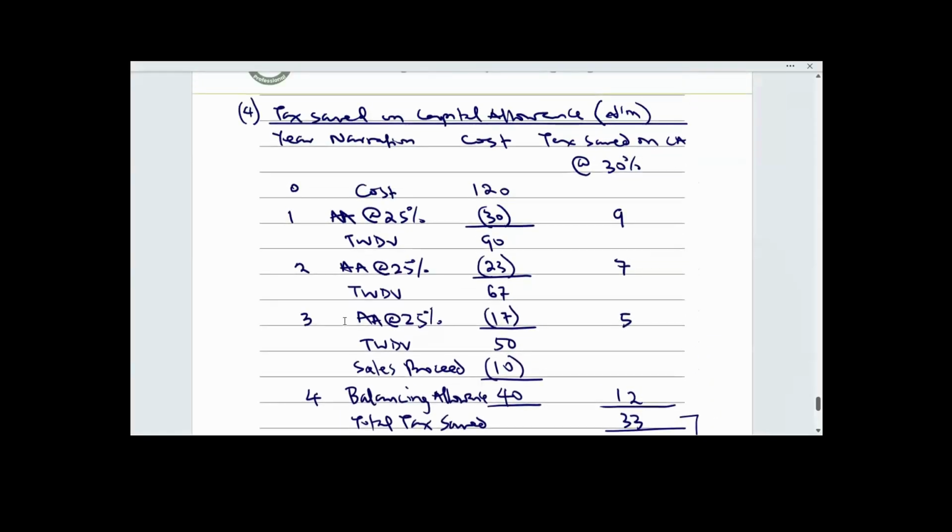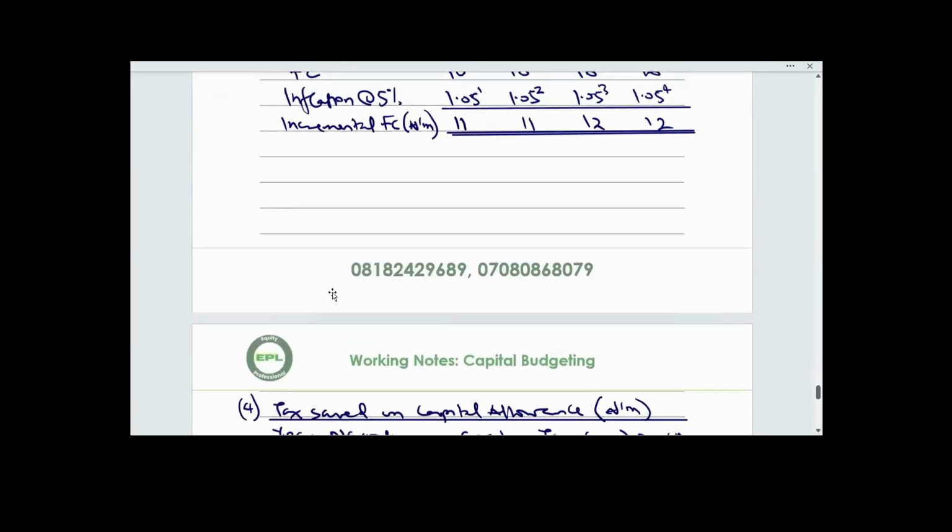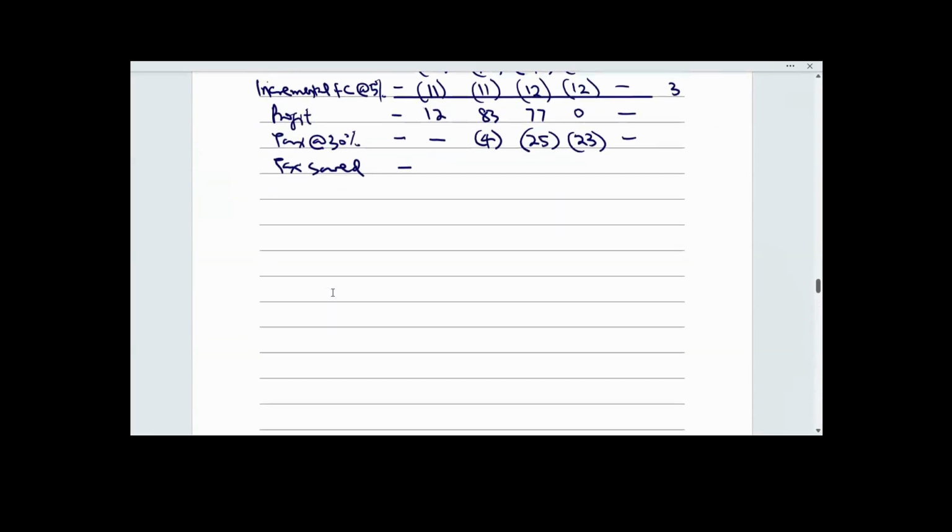So in this case, I need to go and post my tax saved on the capital allowance. The first year is 9, second year is 7. So I have 9, 7, 5, 12. You see the way we are pushing. That's what is expected of you on that day. 9, 7, 5, then 12. Is it equal to 33? 16, 21. Yes, 33. That's it.